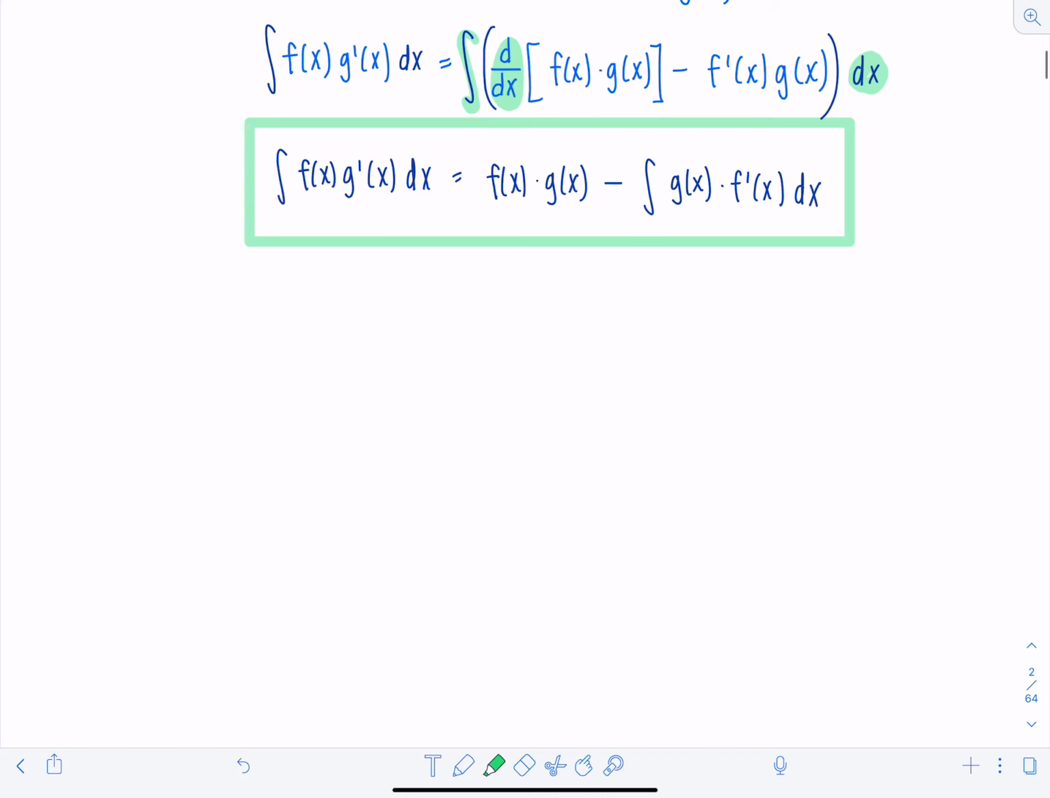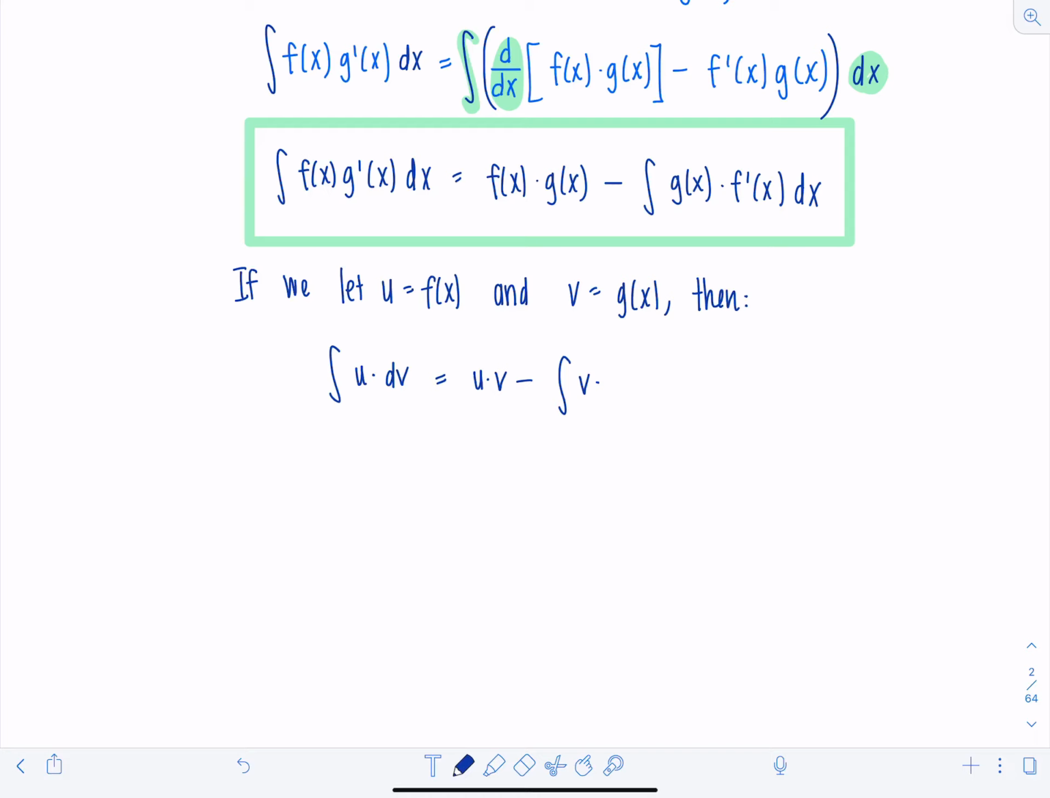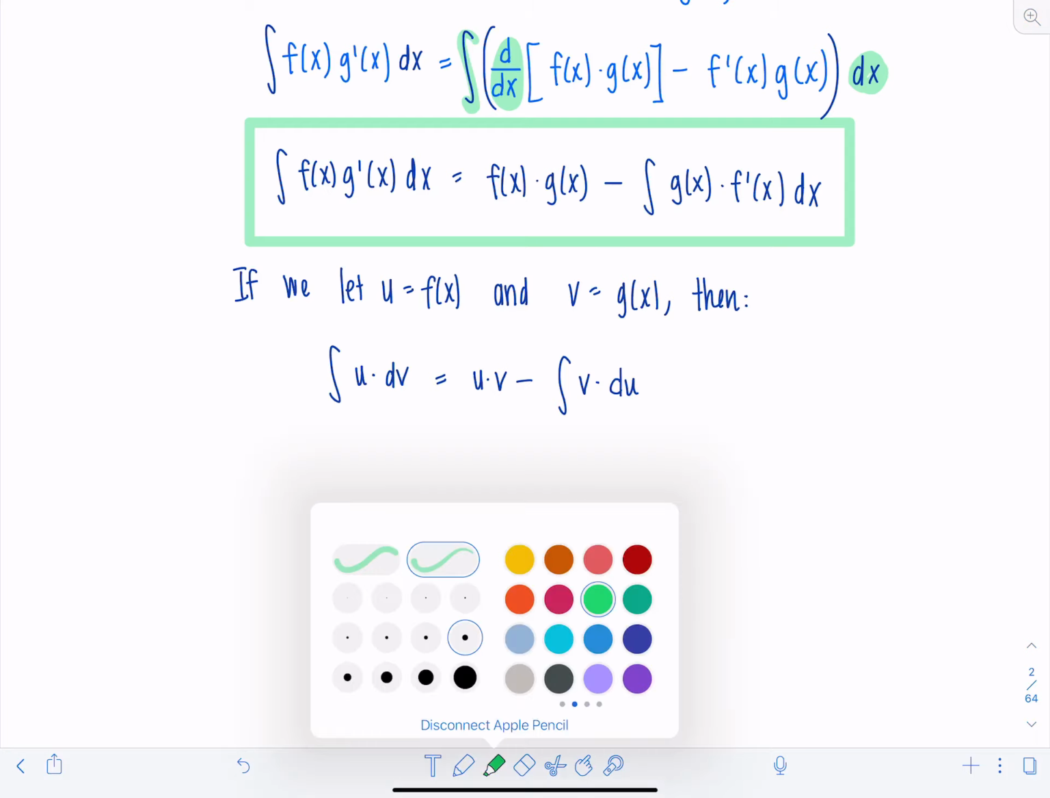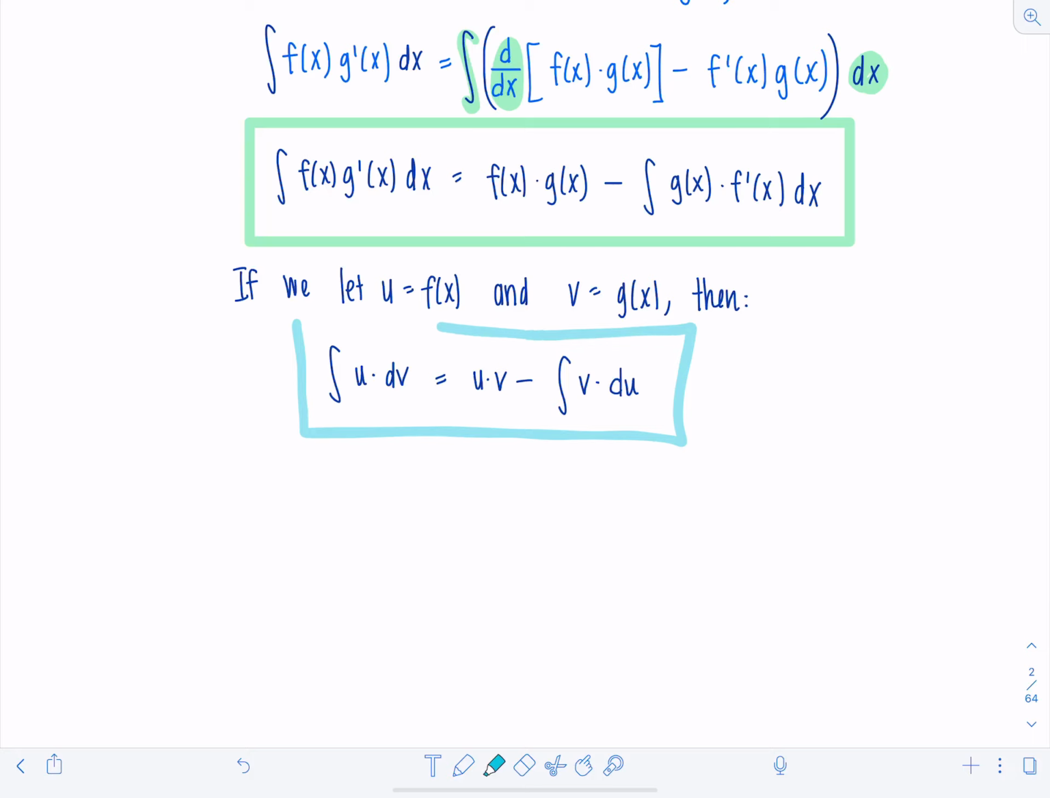Now, typically you'll see it written a little differently. So if we let u equal f of x and v equal g of x, then we have the following. The left-hand side becomes integral or antiderivative of u. g prime of x dx would be dv. And then this equals f of x times g of x, so that's u times v minus integral. g of x is v, and then f prime of x dx would be du. And more commonly, you'll see it written this way.